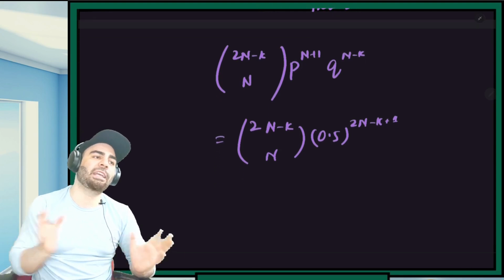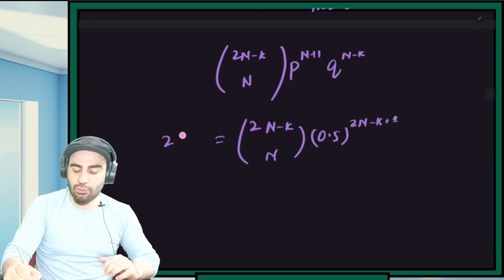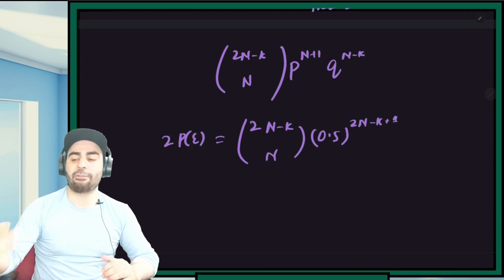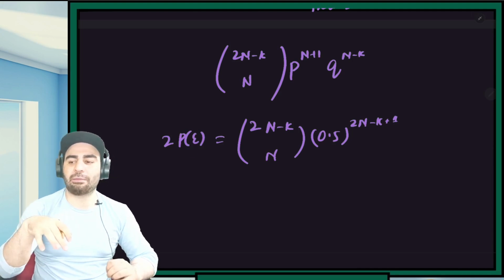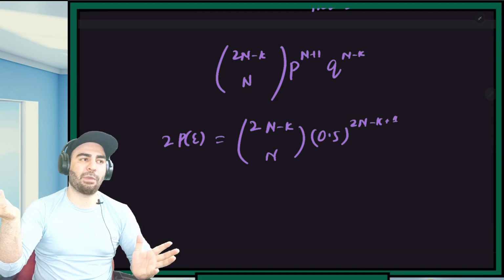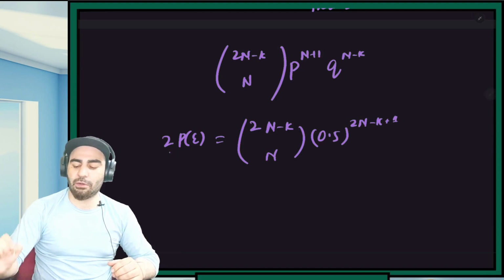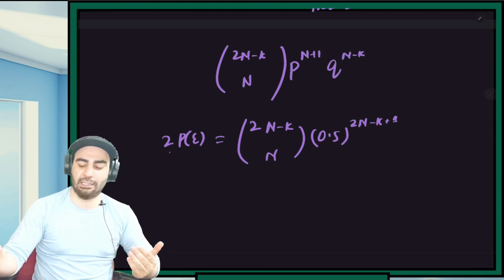Now you know that each of these is equally likely. If we consider that E denotes the event that the mathematician discovers that a matchbox is empty, then we can say the probability is 2 multiplied by this, because both of these are equally likely.